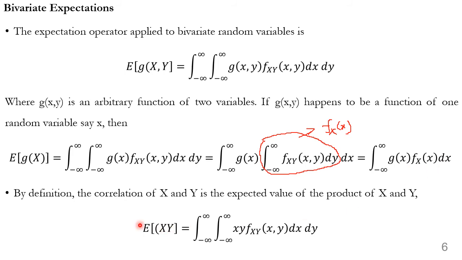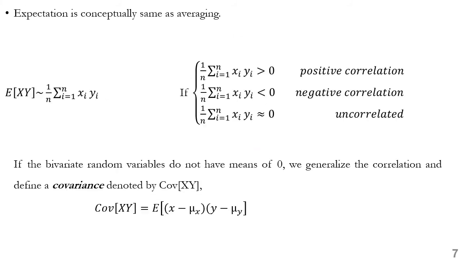By definition, we can define one more quantity, which is known as correlation. The correlation of X and Y is the expected value of the product XY, and it is defined as the integral from minus infinity to infinity, integral from minus infinity to infinity, xy f_XY(x, y) dx dy. Expectation is conceptually the same as averaging. Therefore, we can write the expectation E[XY] as almost equivalent to 1/n summation of i varying from 1 to n of x_i y_i.